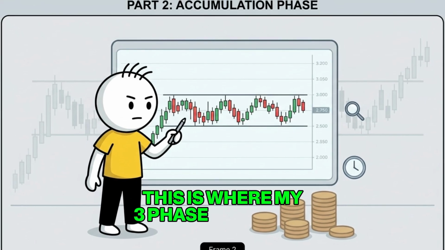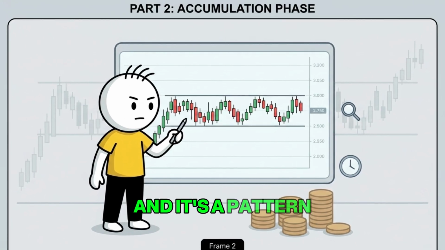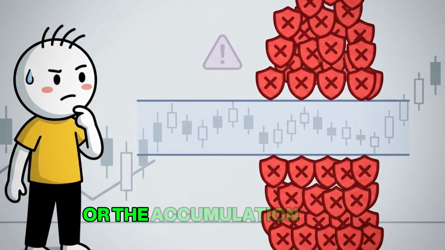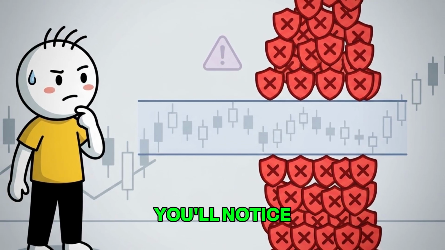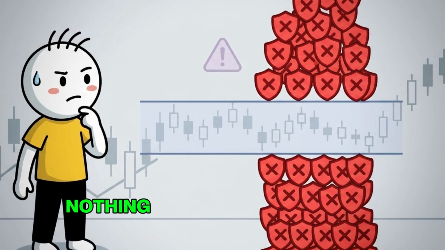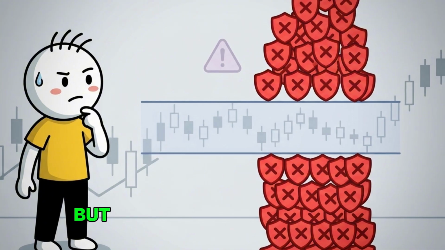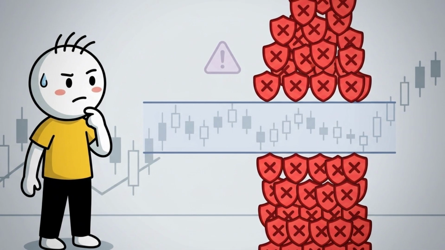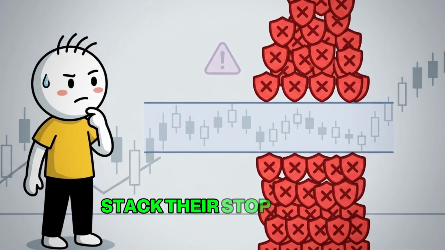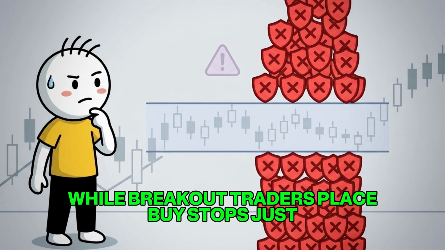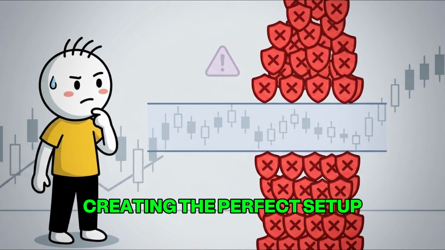This is where my three-phase playbook comes into action, and it's a pattern I watch for constantly. The first phase is loading liquidity, or the accumulation stage. You'll notice price starts consolidating in a relatively tight, quiet range. Nothing dramatic is happening on the surface, but beneath that calm water, liquidity is actively being gathered. Retail traders stack their stop losses just below the range, while breakout traders place buy stops just above it, creating the perfect setup for a trap.